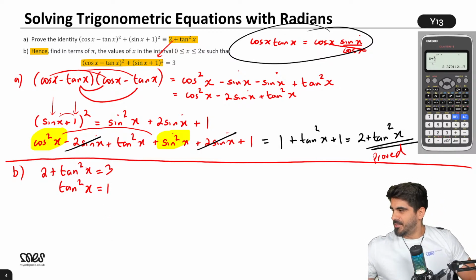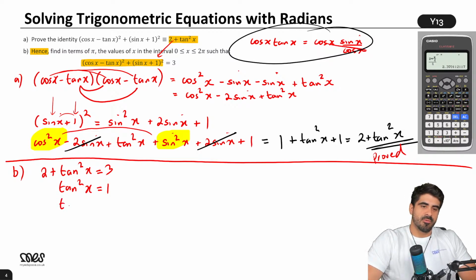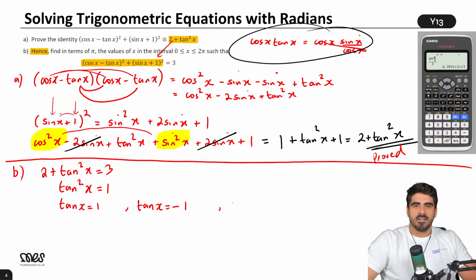How do we deal with this situation? Root and d, yes. Now, when we square root, we're going to get plus or minus. So guys, be careful. When you square root, you're going to get the positive version and you're going to get the negative version. Keep in mind the interval.